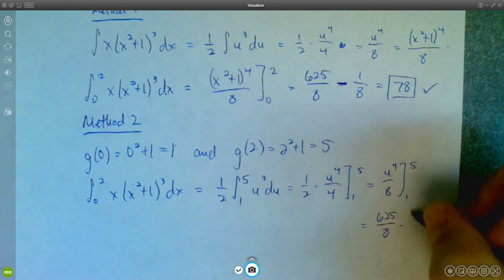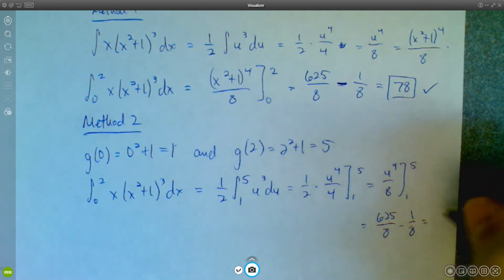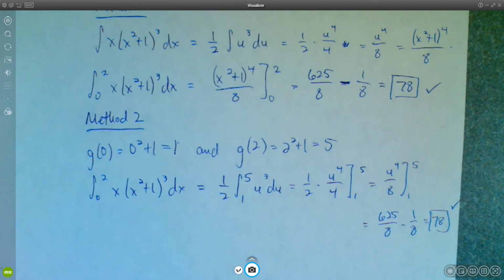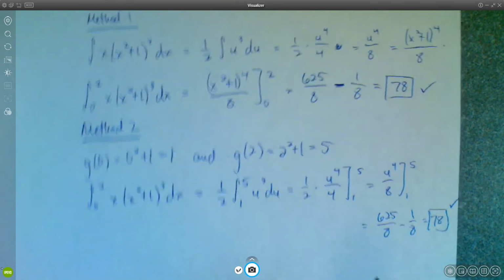And if I plug in 1, I get 1. And that comes out to 624 over 8, which comes out to 78, right? Just like what we got before. So you can use either method. Either method you like is fine with me. Let's do another one.